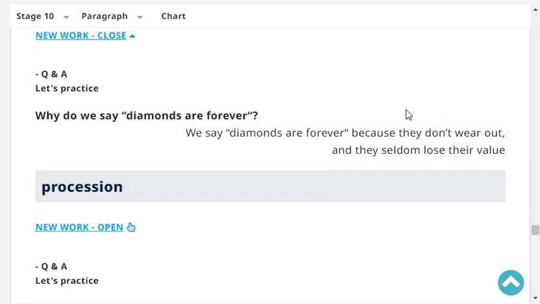We say diamonds are forever because they don't wear out and they seldom lose their value. Very good.